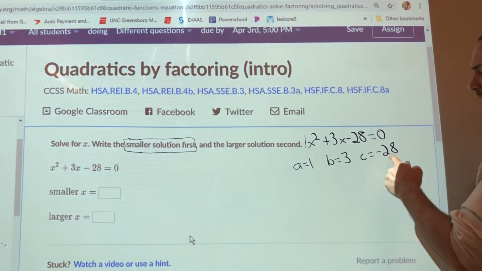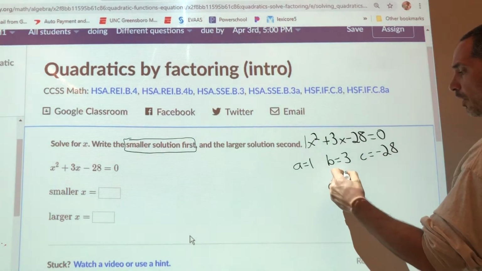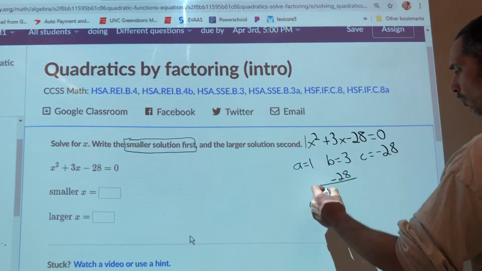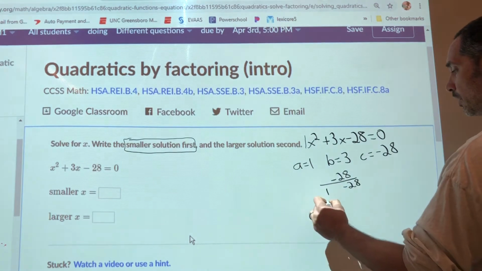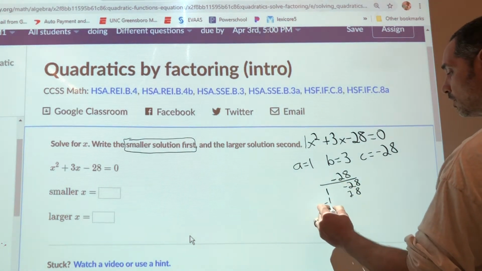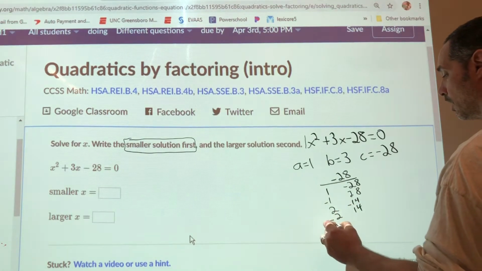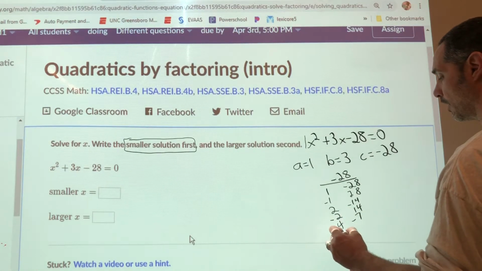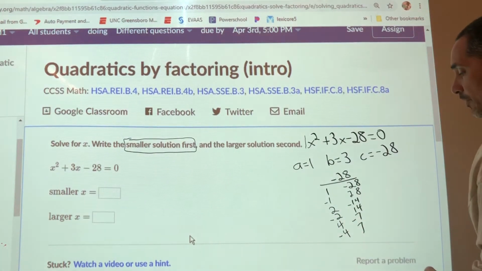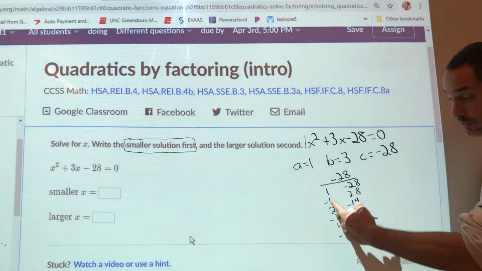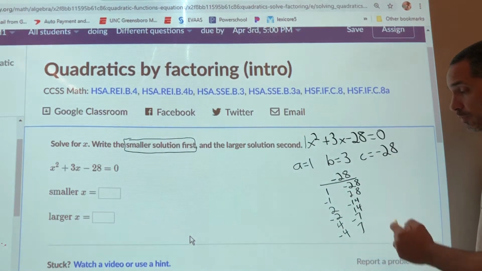And I multiply 1 times negative 28 to get negative 28, and I write down all the factors that multiply to negative 28. So I know 1 and negative 28, negative 1 and 28. 2 and negative 14, negative 2 and 14. 3 doesn't go in, 4 and negative 7, negative 4 and 7. 5 doesn't go into 28, 6 doesn't go into 28, 7 does, but we already have it, so this is our entire list of factors that go into negative 28.